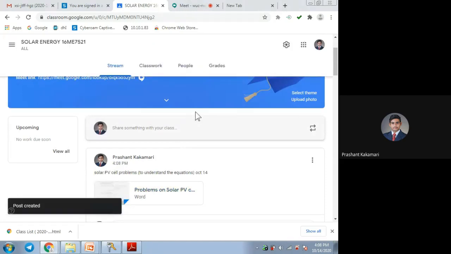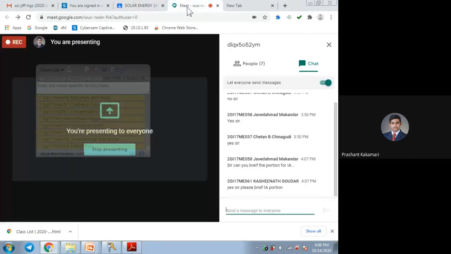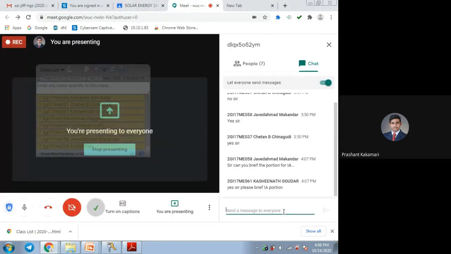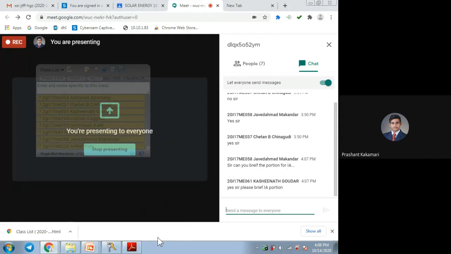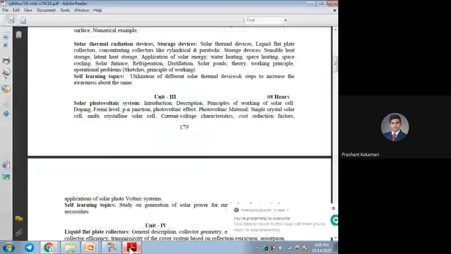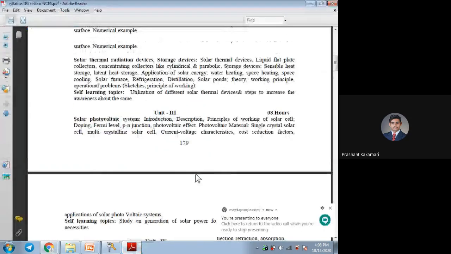Okay, the numericals I have shared in the group in the classroom. You can refer to them later. Can you brief the portion for IA? The portion for IA I already told. From last week I have been discussing the syllabus of IA only.